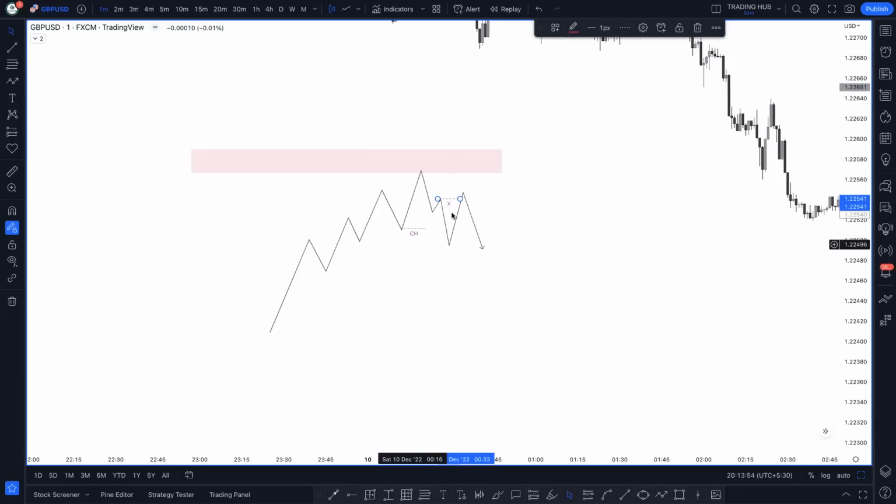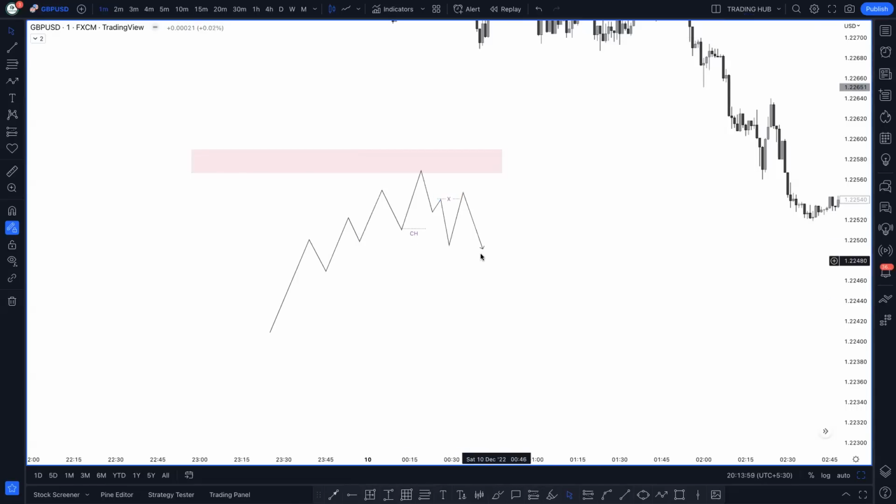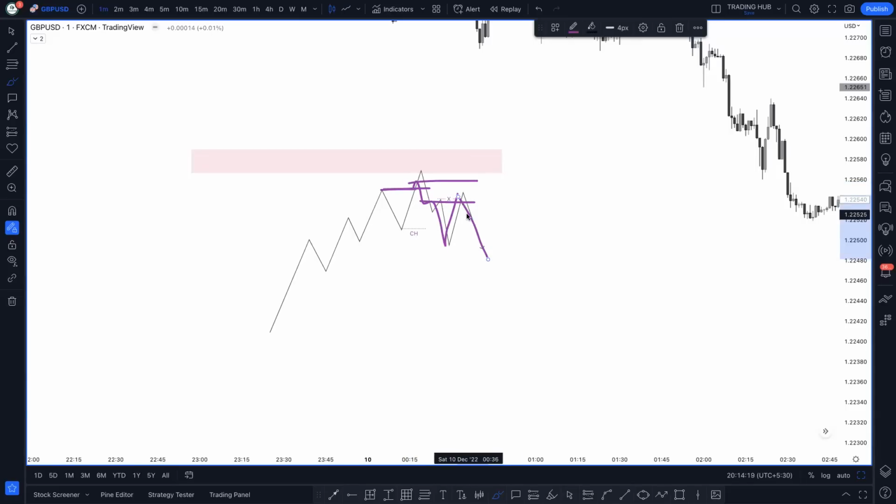In a 1 minute confirmation, first you follow the change of character, then wait for the 1 minute inducement, and then sell. That is the first scenario. Second scenario: if price sweeps the major high here and this high closes below it, you don't need the inducement. You can directly sell here. You can also add multiple positions from this level to this level as per the single candle mitigation.